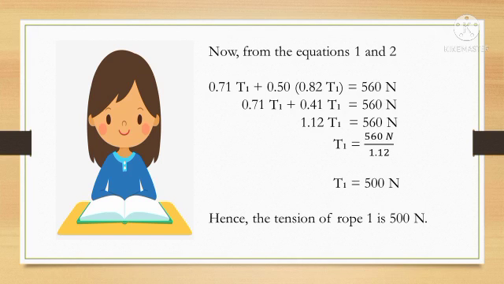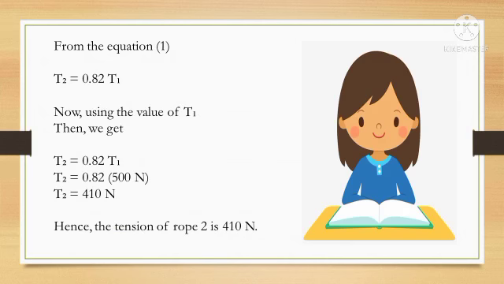Then, T sub 1 equals 560 Newton divided by 1.12. The result is 500 Newton. Hence, the tension of rope 1 is equal to 500 Newton. From the equation T sub 2 equals 0.82 T sub 1, using the value of T sub 1, we can get T sub 2.